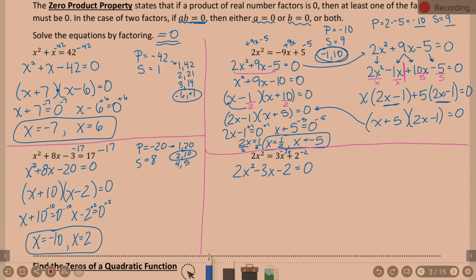Where are we at? How many people are doing slip and slide? How many people are doing product of AC? Who are my slip and sliders? Who are my product of ACers? Okay, and we've got half the class not committing one way or the other. Which way do you guys want me to do this one?